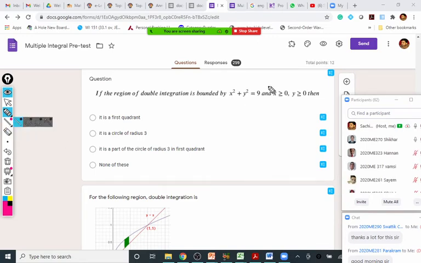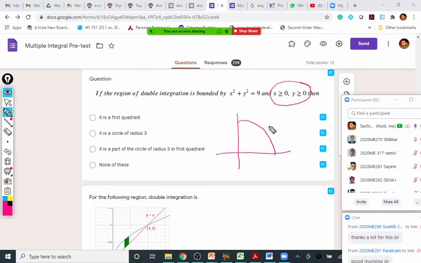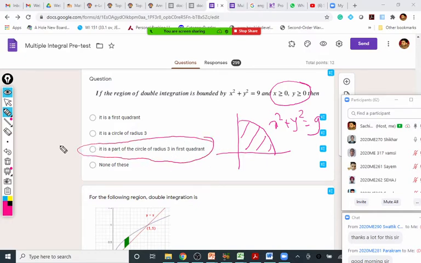So here the region is in the first quadrant. First of all, the region is in the first quadrant, and the boundary is a circle, x square plus y square equal to 9. So this one is your region, and that region is a part of the circle of radius 3 in the first quadrant. So that is the third option, correct?